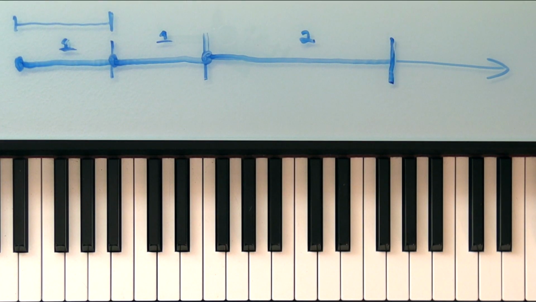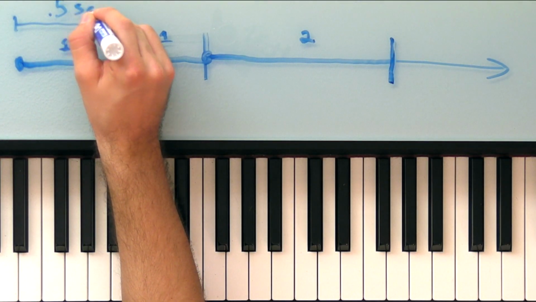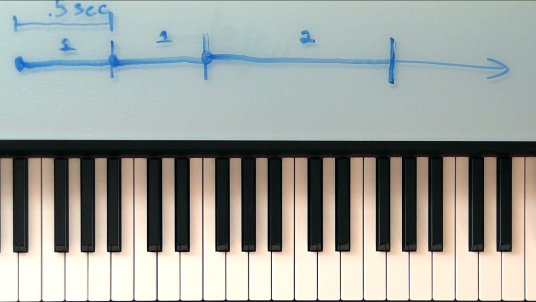Now the obvious question is, how long does a beat last for? And for now, let's just assume that this lasts for half of a second. That's a nice moderate speed for a beat. Now a beat could be all different lengths of time. But for now, let's just say half of a second. We'll get into using beats of longer length or shorter length later.